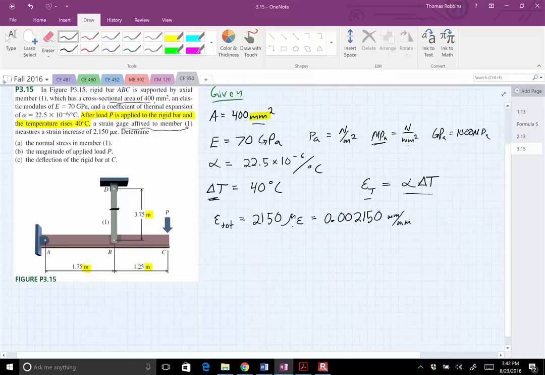So this is a lot of given information, right? The first thing that we're asked is to find the normal stress in member 1.